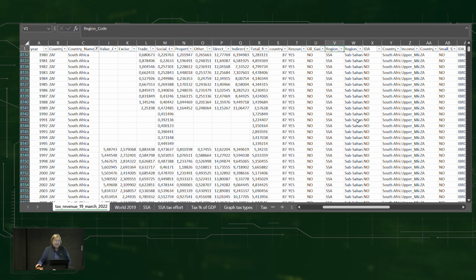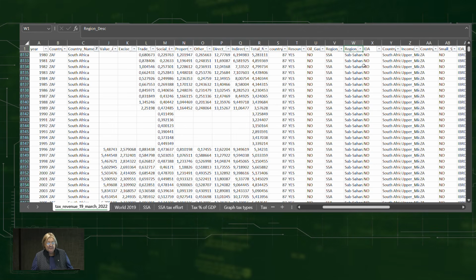And then regional code. They've placed South Africa in the Sub-Saharan Africa regional code. All of you should also be there, I'm sure. So the region is Sub-Saharan Africa, and listen, I'm not quite sure what the IDA stands for. Do you know what it stands for?